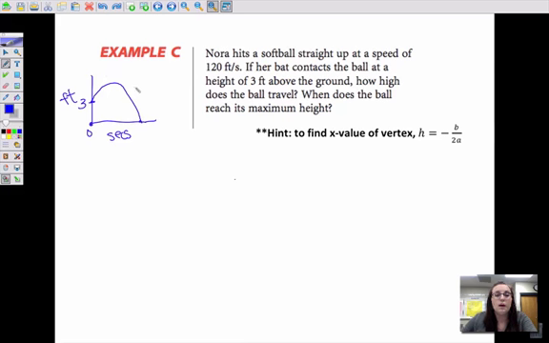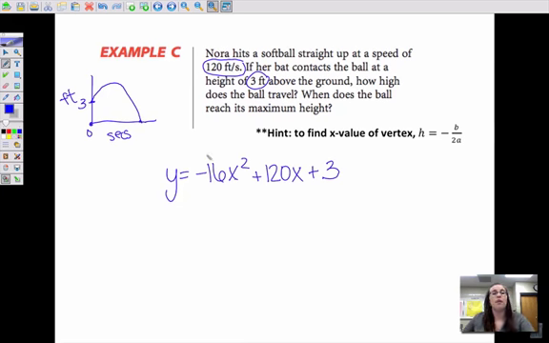So this time I know the initial upward velocity is 120. I know her height was 3 feet, and since it's measured in feet, I still know the leading coefficient. So I can go ahead and right away write the equation negative 16x squared plus 120x plus 3. Because of our notes that we took at the beginning, I've got my downward acceleration due to gravity, my initial velocity, and my initial height. Okay? So the question is asking how high does the ball travel and when does the ball reach its maximum height?